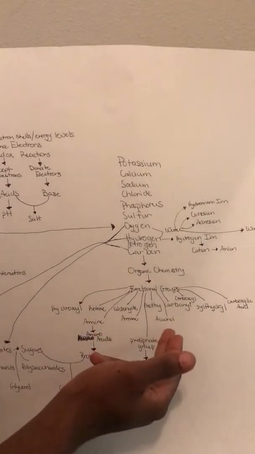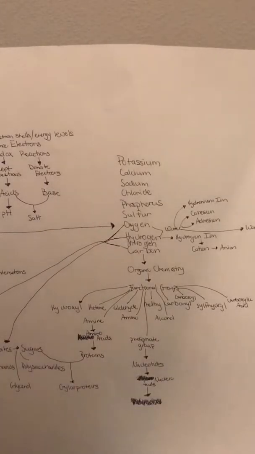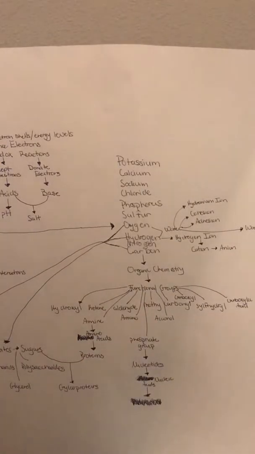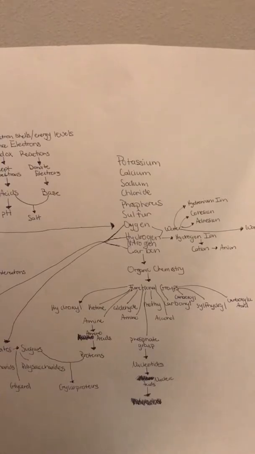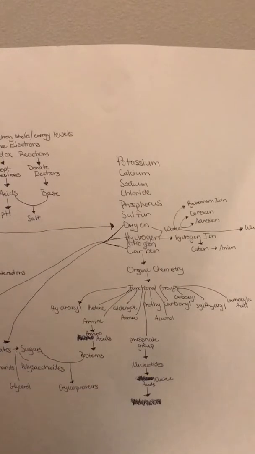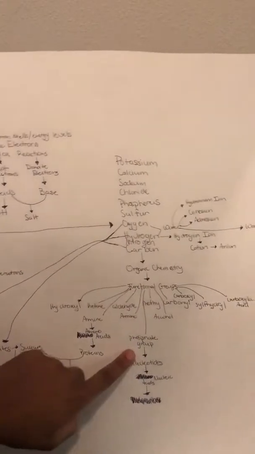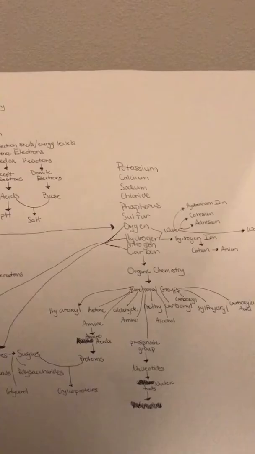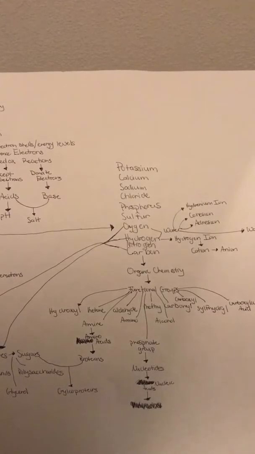For example, the functional group of alcohol is when carbon is bonded to OH. Or you have the methyl group, which is carbon bonded to 3 hydrogens. Or amines, which are carbon-nitrogen bonds. You also have phosphate groups. Phosphate groups are when phosphorus is bonded to 4 oxygens.